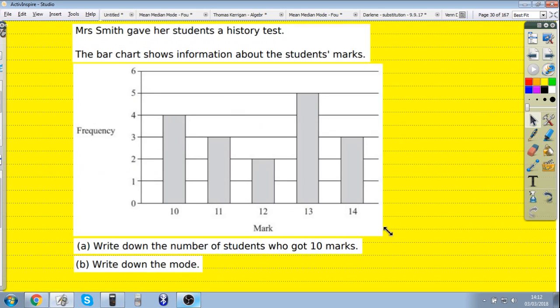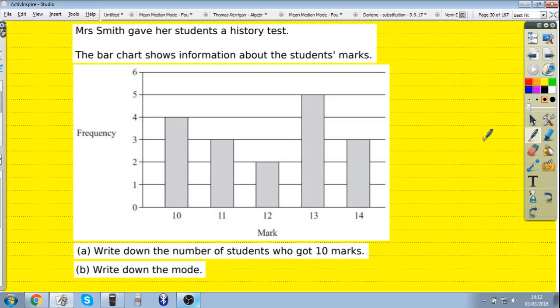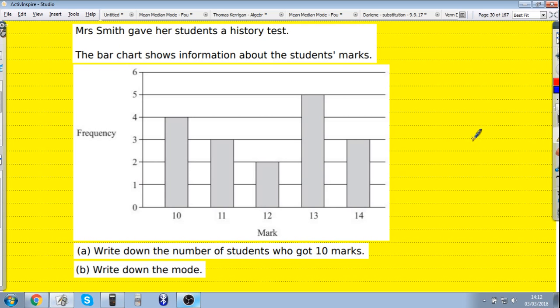So these are all past exam questions. How about this one? So for A, it's 4 students. And then the frequency. Sorry. The mode is 14 or 13? What one has the highest frequency? 13. Yeah, that's it.